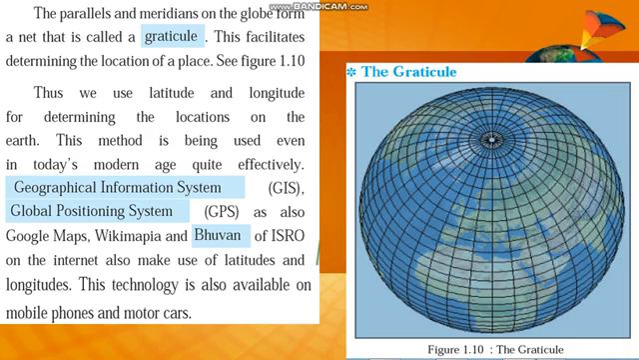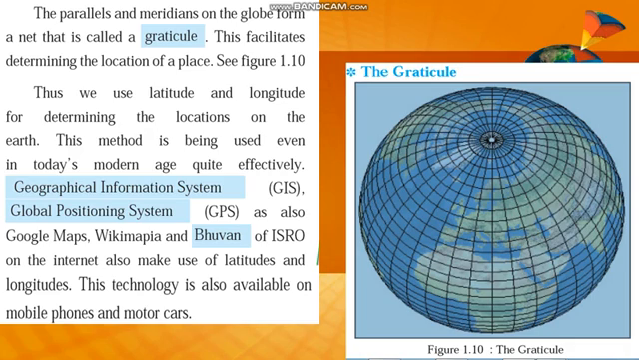This method is being used even in today's modern age quite effectively. Geographical Information System (GIS), Global Positioning System (GPS), as also Google Map, Wikimapia, and Bhuvan of ISRO on the internet also make use of latitudes and longitudes. This technology is also available on mobile phones and motor vehicles.